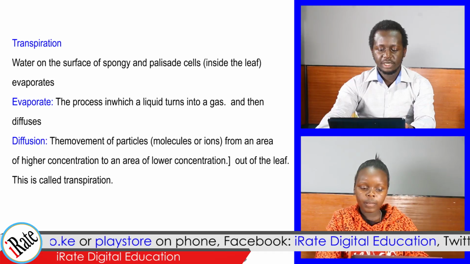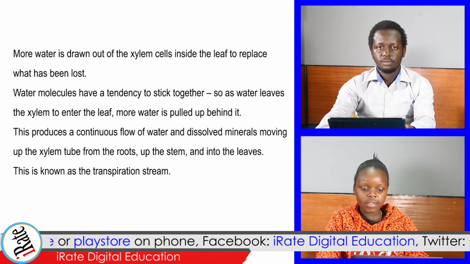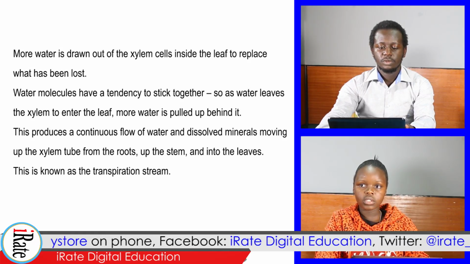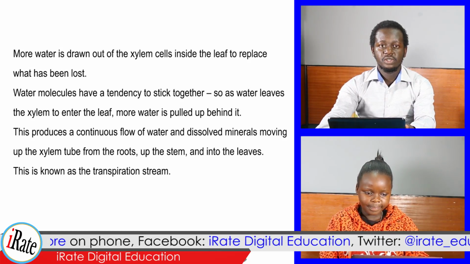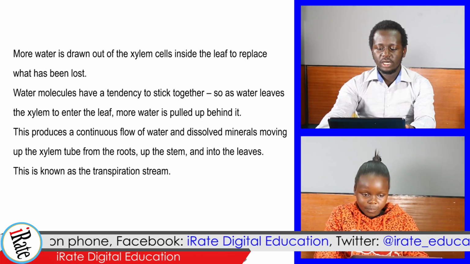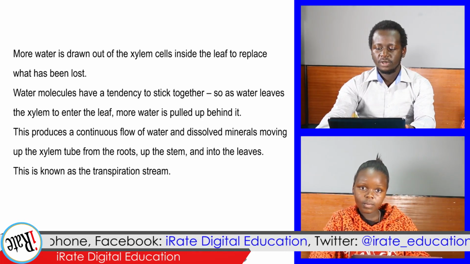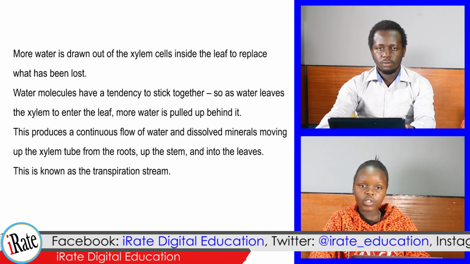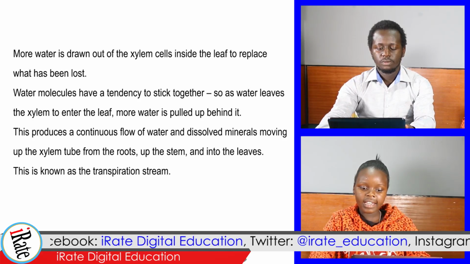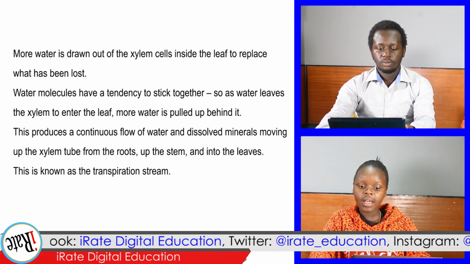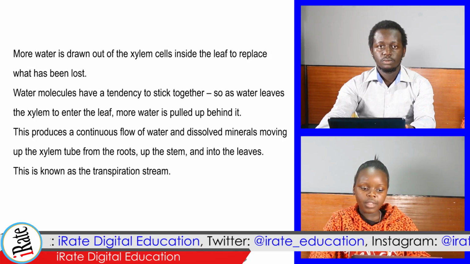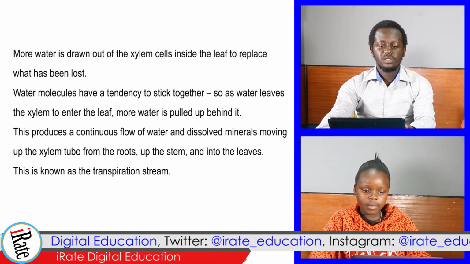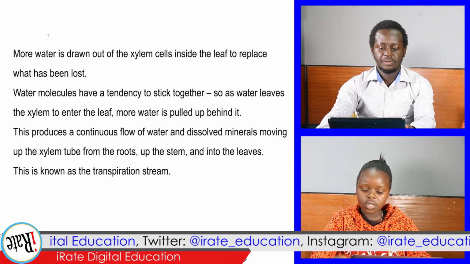This is called transpiration. More water is drawn out of the xylem cells inside the leaf to replace what has been lost. Water molecules have a tendency to stick together. So as water leaves the xylem to enter the leaf, more water is pulled up behind it. This produces a continuous flow of water and dissolved minerals moving up the xylem tube from the roots, up the stem, and into the leaves. This is known as the transpiration stream.